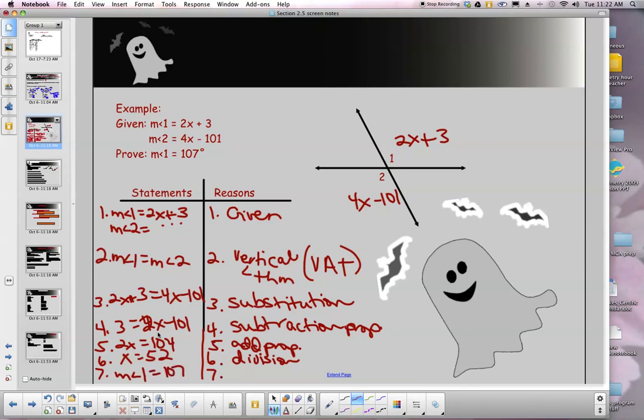And what did I do? I plugged the 52 in for x, which means I substituted. I substituted the 52 in for x. And I did simplify because then I put the like terms together. So you could add that in if you wanted to, but really just using substitution is plenty. Okay? So that's how you do a proof using the vertical angle theorem. You use it to say that two angles are equal.